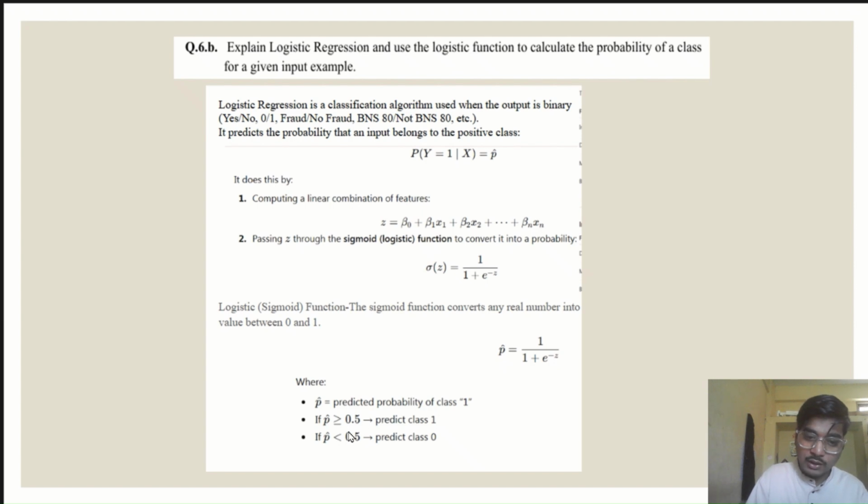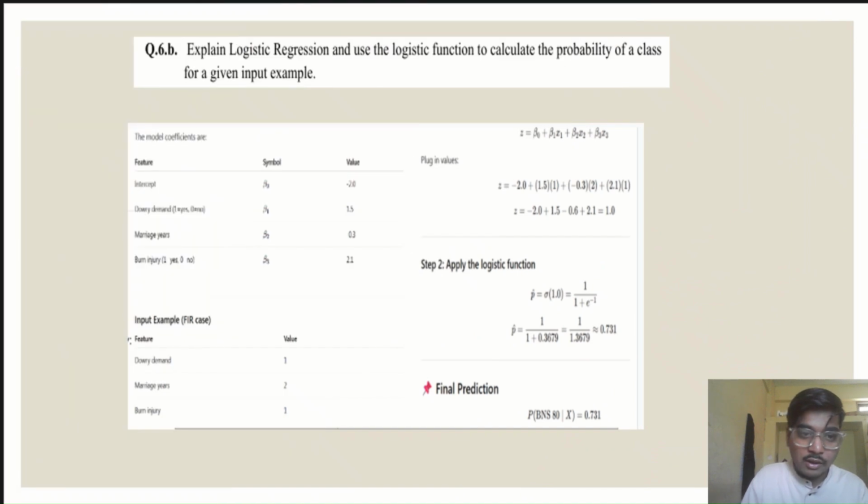If the value of p hat is greater than or equal to 0.5, then the predicted class will be 1. And if the value of p hat is less than 0.5, then it will give the predicted class as 0. Now let's understand it using a common example.